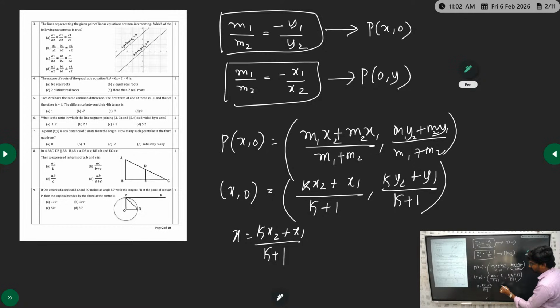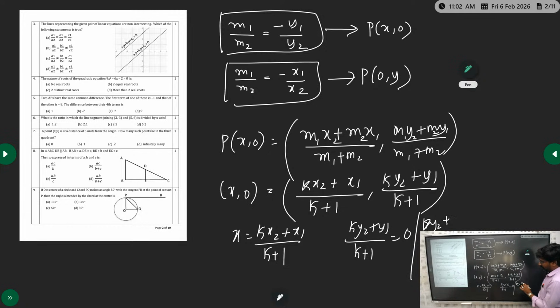Then when you equate it to 0, k y2 plus y1 by k plus 1 equals 0. Cross multiply. What does it become? 0. Then what is remaining? k y2 plus y1 equals 0. k y2 is equal to minus y1. So the value of k is minus y1 by y2. Then you will substitute here for x.